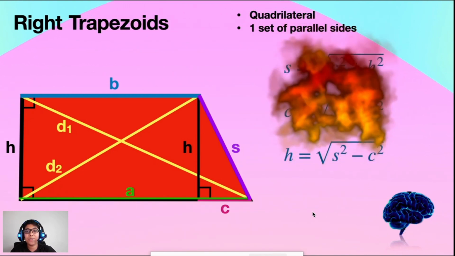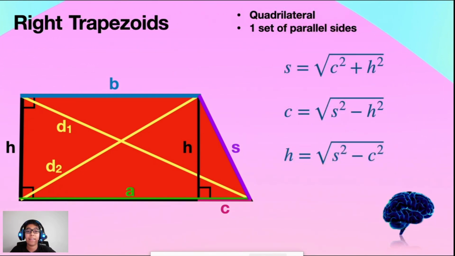The next few are dealing with the Pythagorean theorem because you can see a lot of right triangles. In this case, we have this right triangle right here, right? Since S is the hypotenuse, that means this squared plus this squared has to equal this squared. So if you take the square root of both sides, that's where you get this.